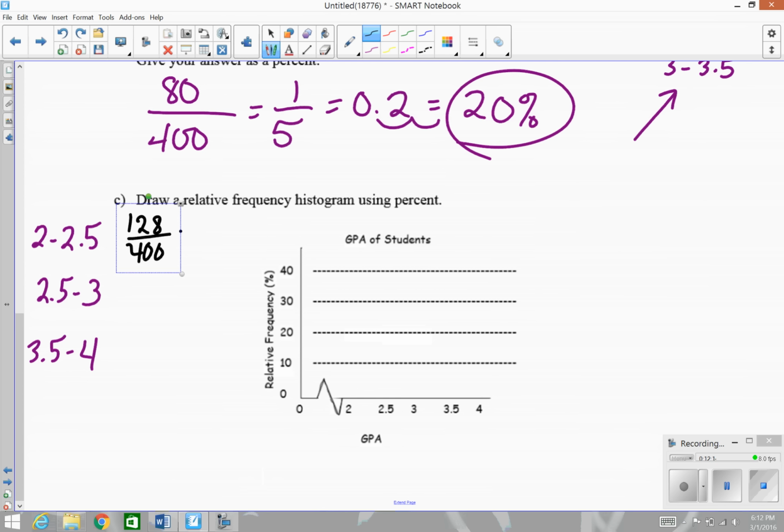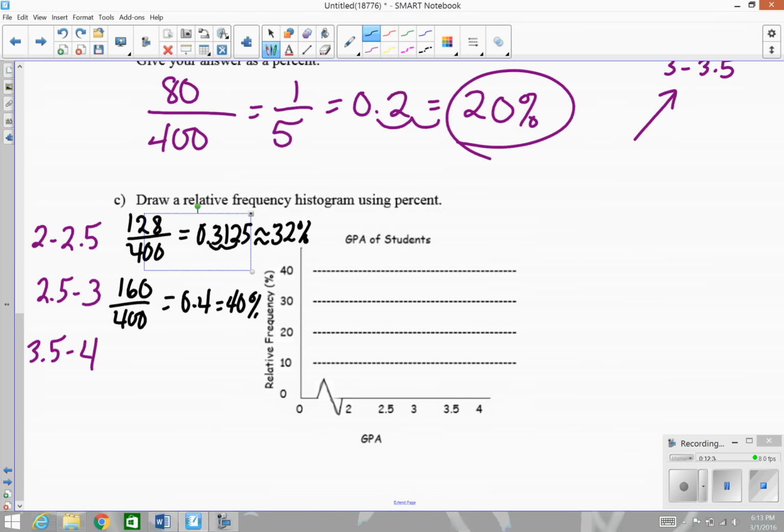over 400, which equals 0.3125, which is about 32% when we bring that over. The next range should be 160 over 400, which equals 0.4, which equals 40%. And then lastly, for this, we should have 32 over 400, which equals 0.08, which is 8%.